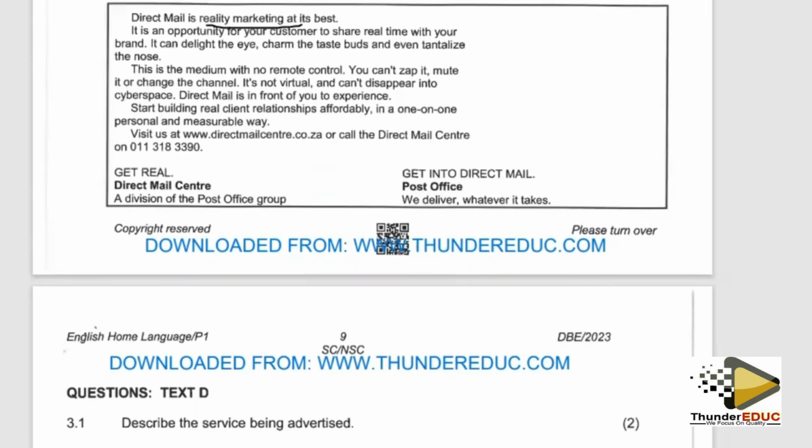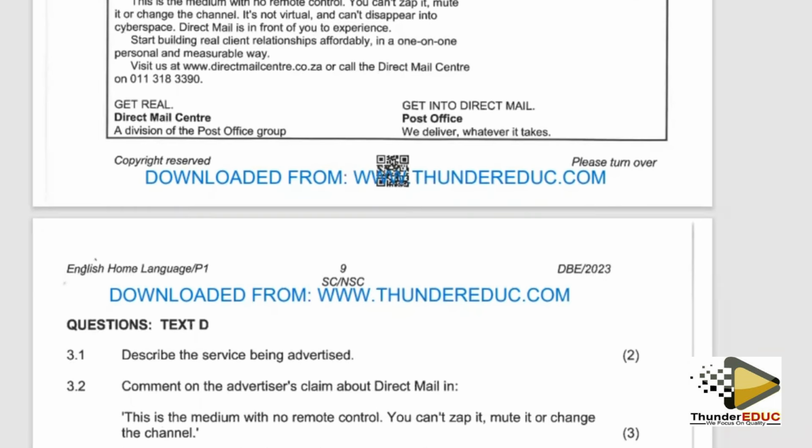So when we are coming to comment, they even quoted for you to say you only focus on this one. When we say it has no remote control, we'll start with remote control. We're going to comment on remote control. We can't zap it. We're going to mute or change it. So those are the 3 things that we'll mainly focus on.